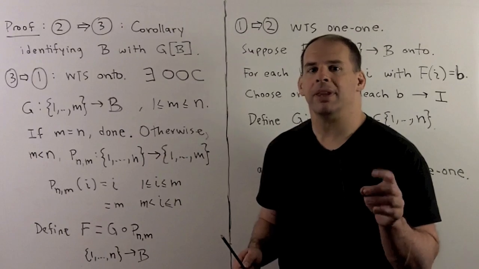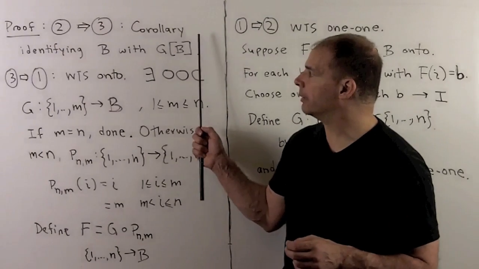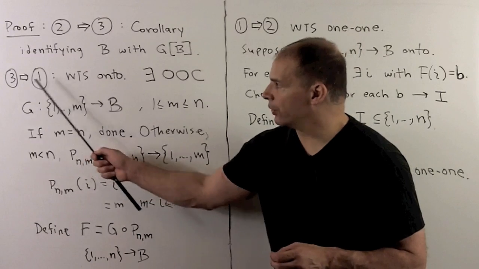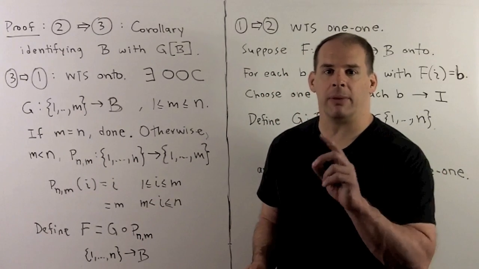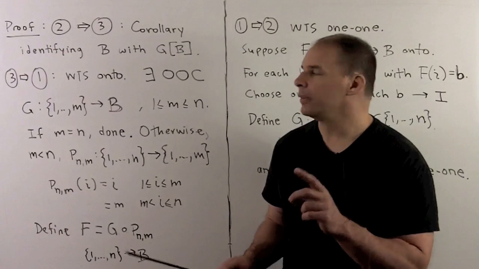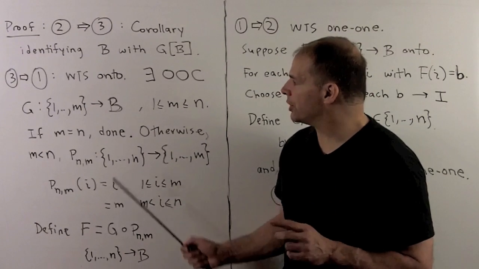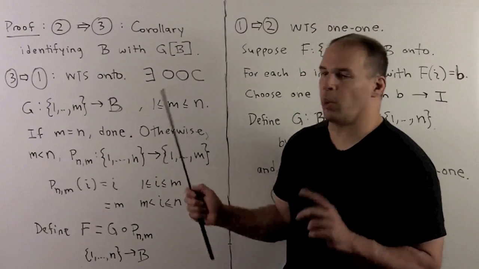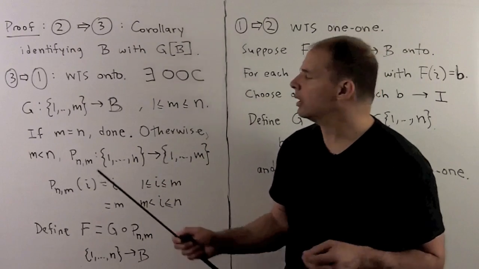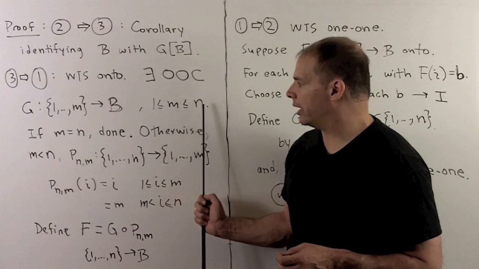So B is finite, and the number of elements in B is between 1 and n by our corollary. For 3 implies 1, we're assuming that B is finite, and the number of elements in B is between 1 and n. I want to show that we can construct an onto map from 1 through n onto B. Now, because B is finite, there exists a 1-to-1 correspondence, g, that carries 1 through m to B, and m is between 1 and n.